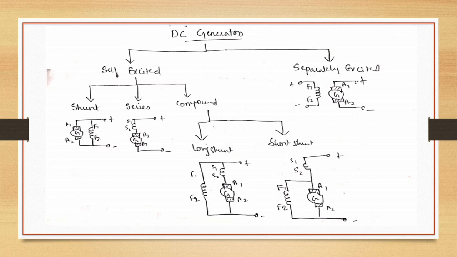DC generators are of two types. Actually one more type I also discussed, that is permanent magnets, so that we can also take into consideration. Apart from permanent magnet, there are two types based on type of excitation, that is self-excited and separately excited DC generators. In separately excited, A1, A2 is the armature winding, G is the generator, these two are the brushes, and F1, F2 is the field winding.